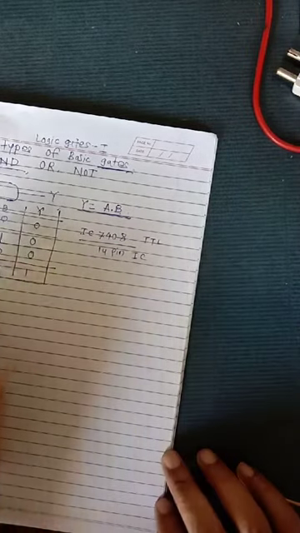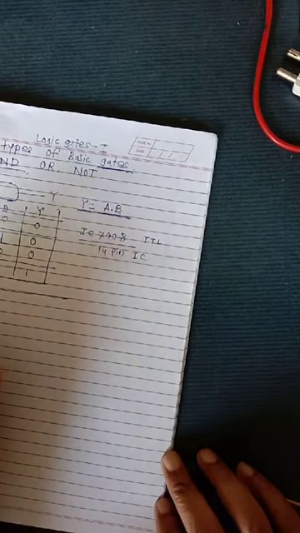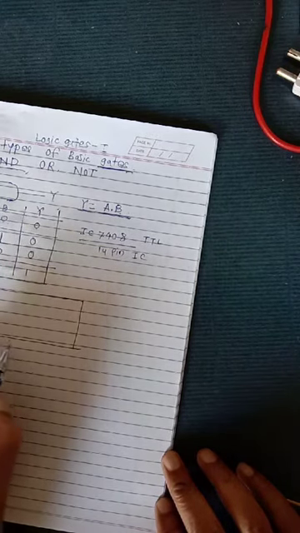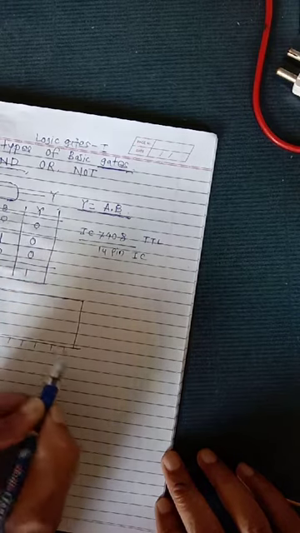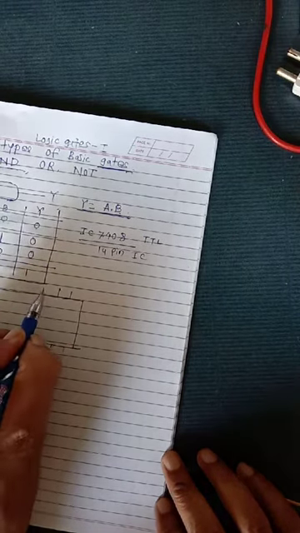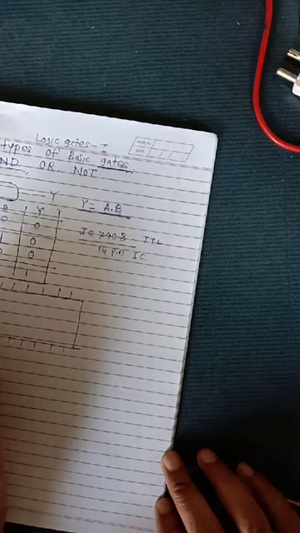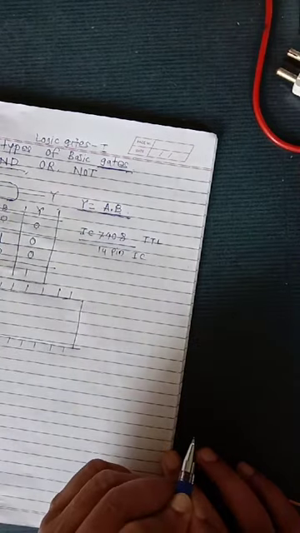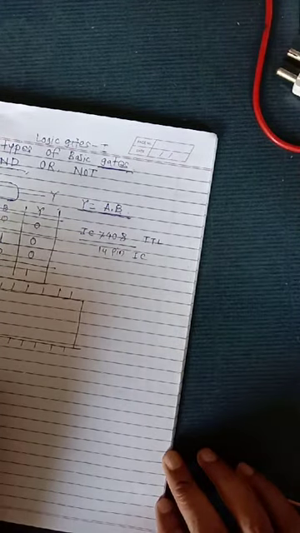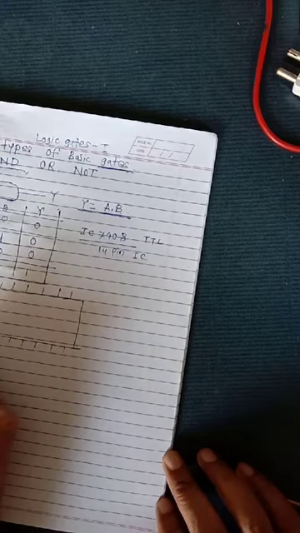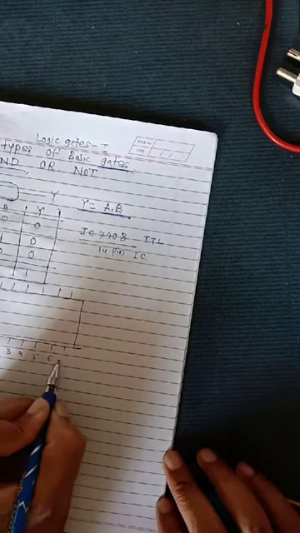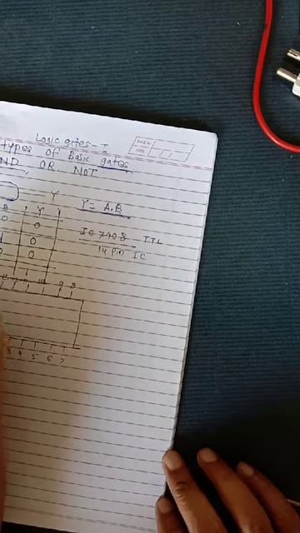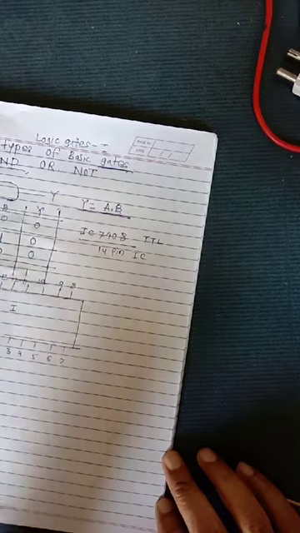Now see the pin diagram of IC 7408. It is a 14-pin IC. On one side there are 7 pins, 1, 2, 3, 4, 5, 6, 7, and on the other side also there are 7 pins. Here there is one dot, and from the left side we count the pin numbers: 1, 2, 3, 4, 5, 6, 7, 8, 9, 10, 11, 12, 13 and 14. So this is IC 7408.